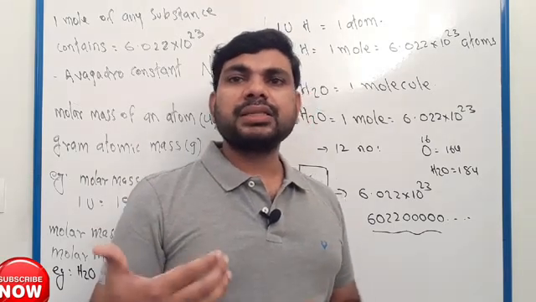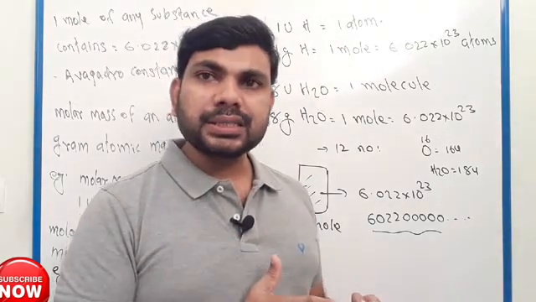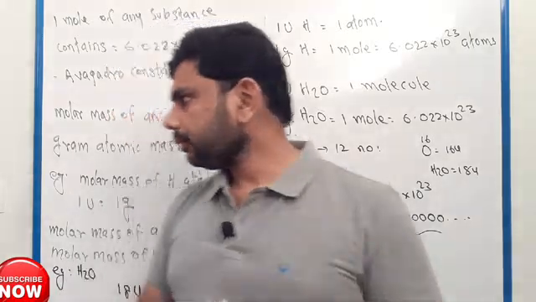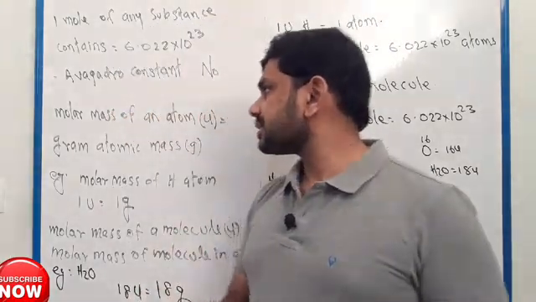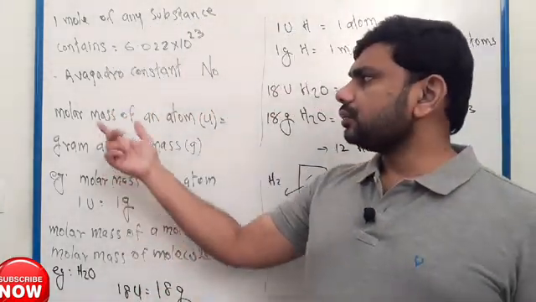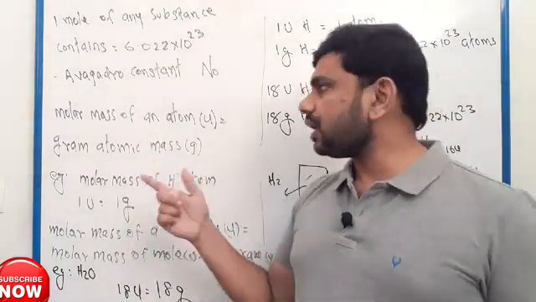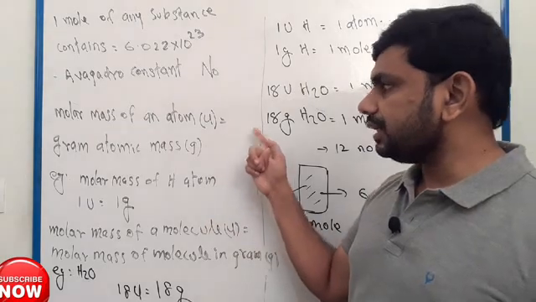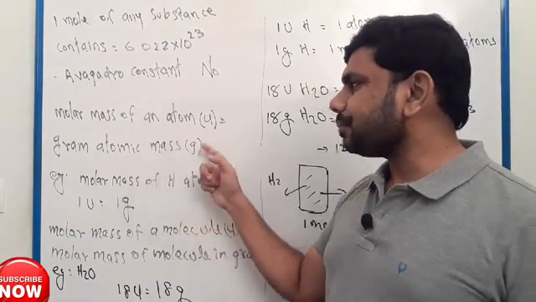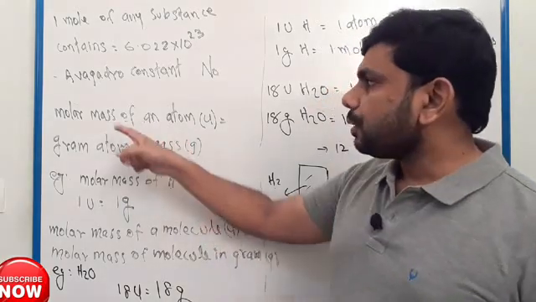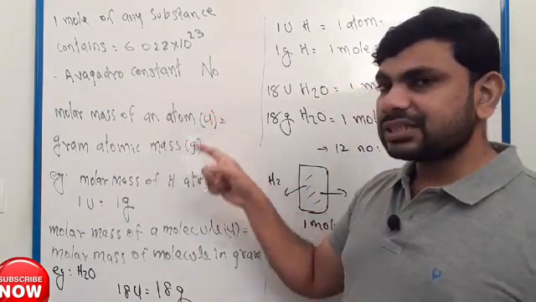This is the unit of atomic mass or molecular mass. Clear? Now you have to understand molar mass of an atom. Molar mass of an atom is equal to gram atomic mass. What does it mean? What is the meaning of this? Molar mass of an atom.